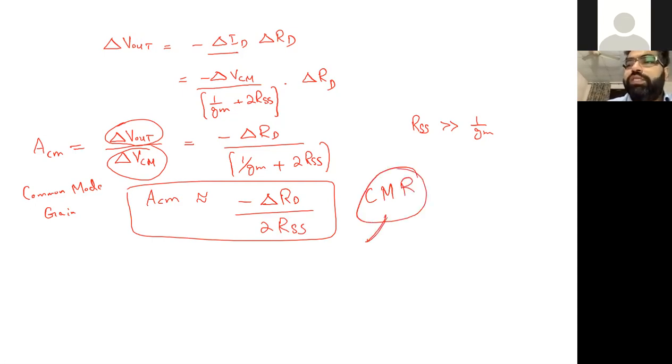Now, how is this related to the common mode rejection ratio? CMRR will be equal to AD, the differential gain, divided by ACM. What will the differential gain be? We need to figure it out, and then we can divide it by the common mode gain and find the expression. So let's try to find the differential gain, so we get an idea of how much differential gain we have in the system. The same circuit we had, let's draw it again.